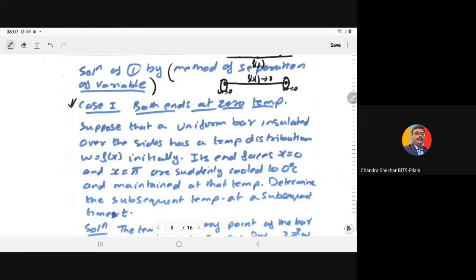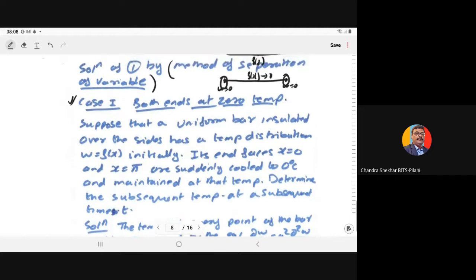Suppose that a uniform bar insulated over the sides has the temperature W equal to F(x) initially. Its end faces x equals 0 and x equals pi are suddenly cooled to 0 degrees centigrade and maintained at that temperature. Determine the temperature at subsequent times.